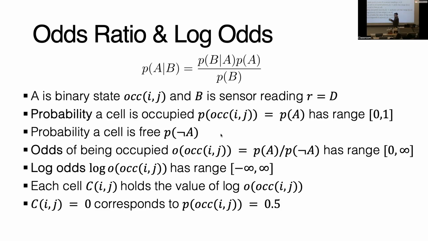And so for our map, each cell in our map is going to hold the value of the log odds that it's occupied. And so that means that 0 is going to correspond to it being unknown, right? A probability of it being occupied of 1/2. As the number is positive, it becomes more likely occupied, right? And as it becomes negative, it's more likely free.